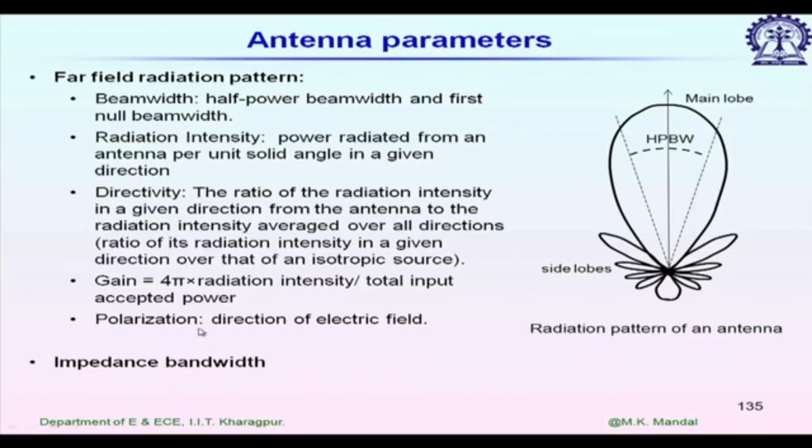Next, another important parameter is polarization. By polarization we mean the direction of the electric field. It can be in a straight line, in that case we call it linear polarization. It can be circular polarization or elliptic polarization. Till now we have been discussing the radiation characteristics of the antenna.